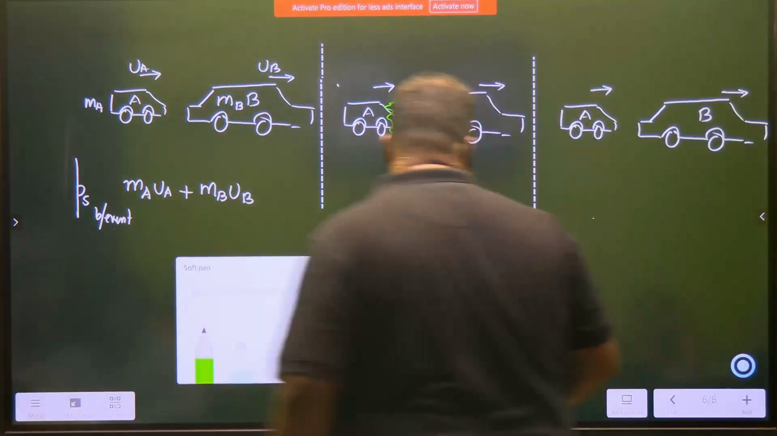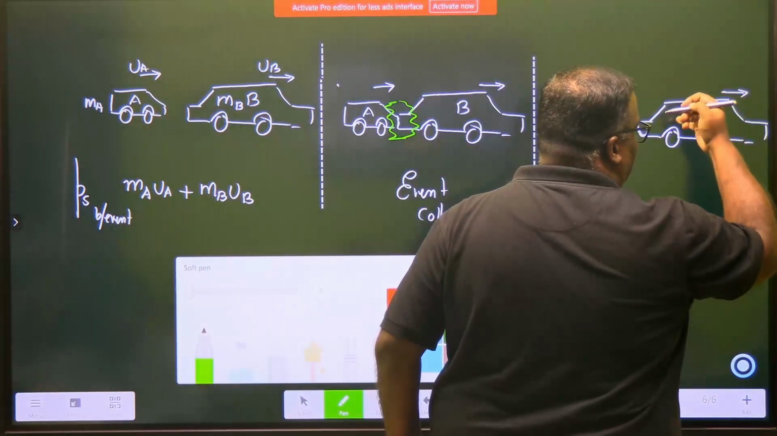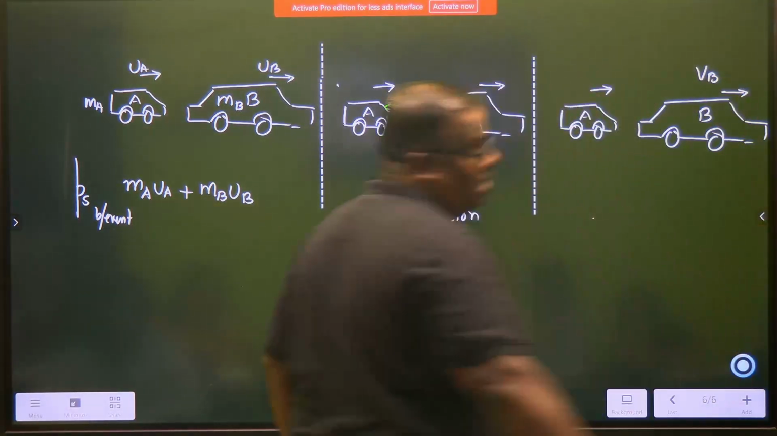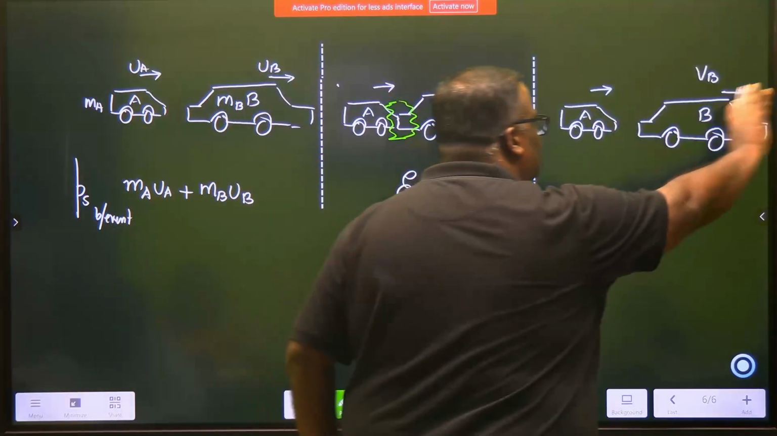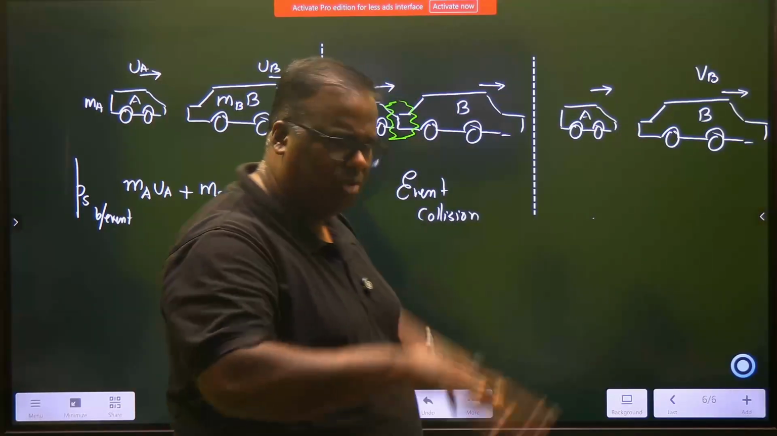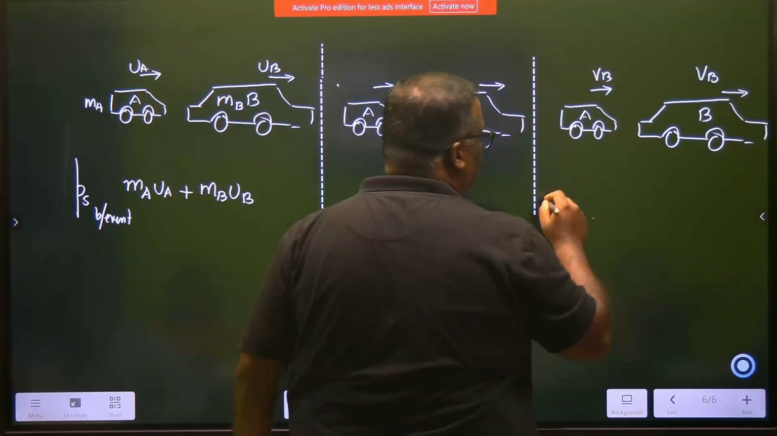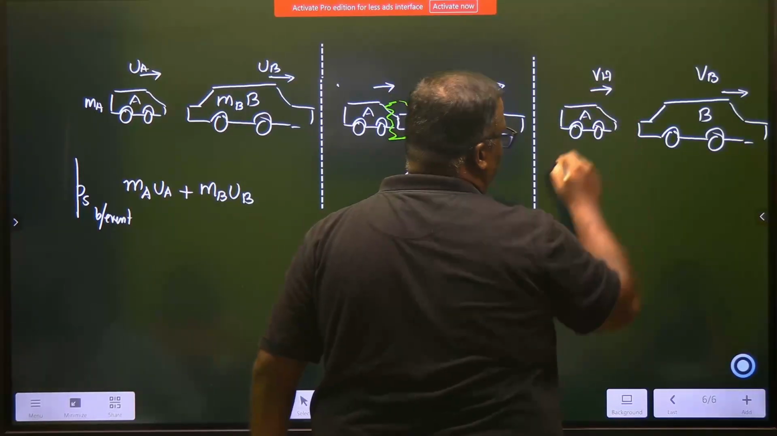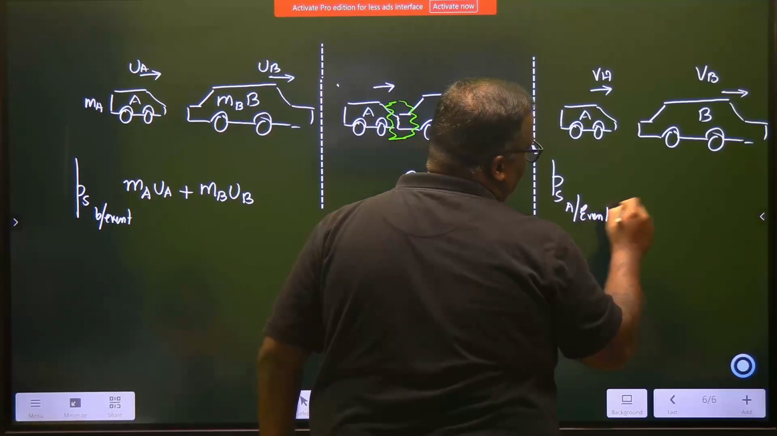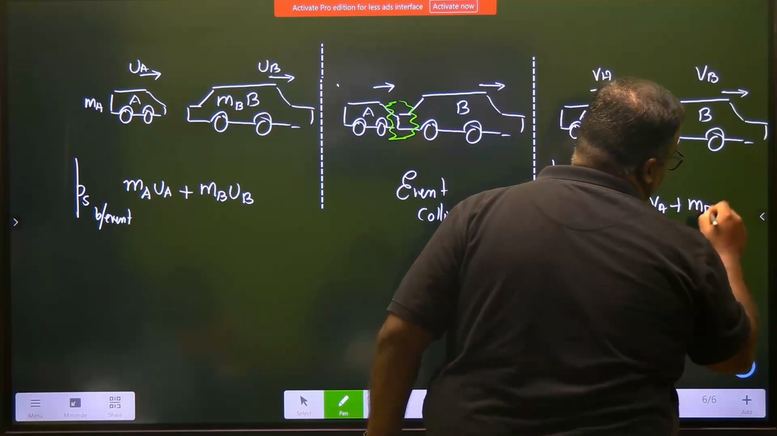In this scenario, there can be many possibilities. After it has hit, let's say it gains a velocity in this direction itself, and I say this is VB, the final velocity, and after hitting, this has also continued in the same direction. Possible, na? Both are going in the same direction. So this is VB, and VA. So the momentum of the system after the event is MA VA plus MB VB.